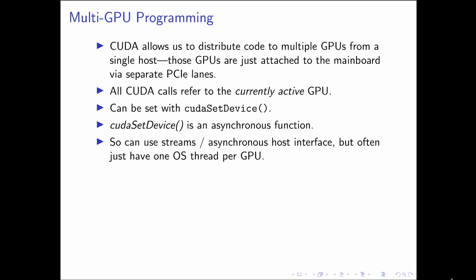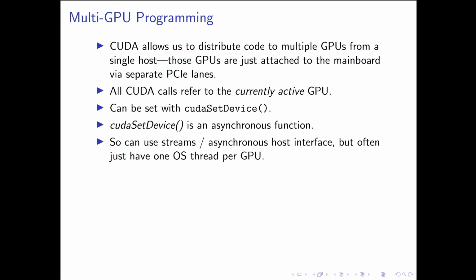The first of those topics is multi-GPU, and multi-GPU basically means that we have more than one GPU attached to the host system via the mainboard and via PCI Express. The mainboard just allows for multiple GPUs being attached, and those GPUs use separate PCI Express lanes to connect with the host system.